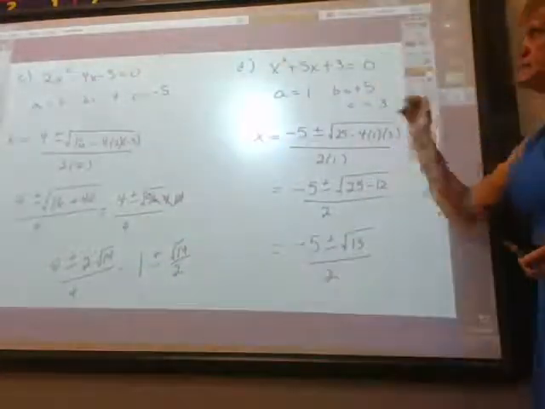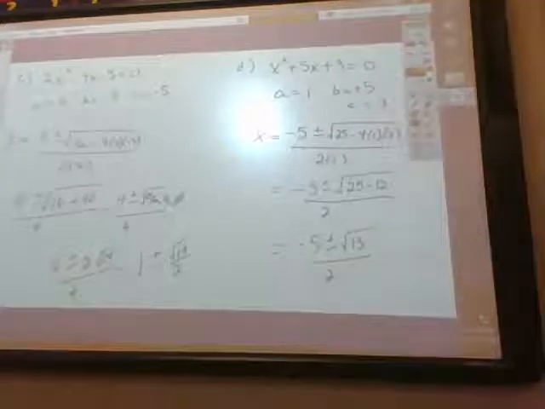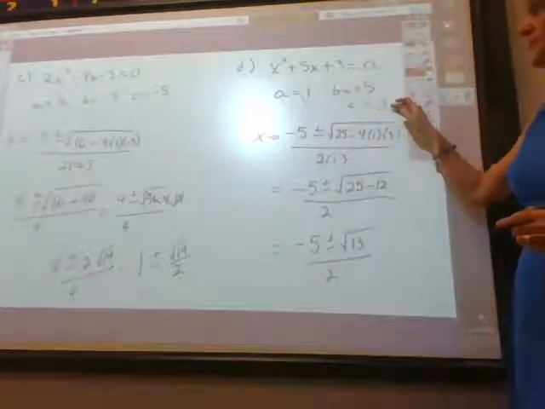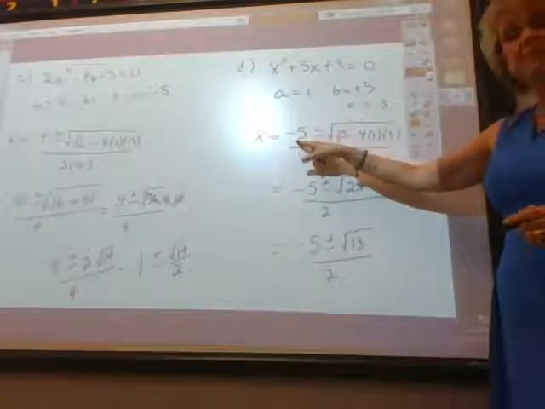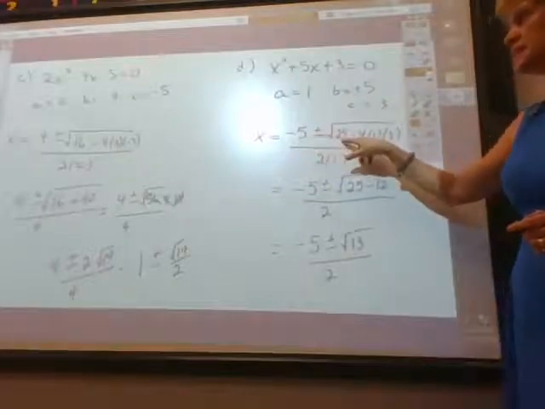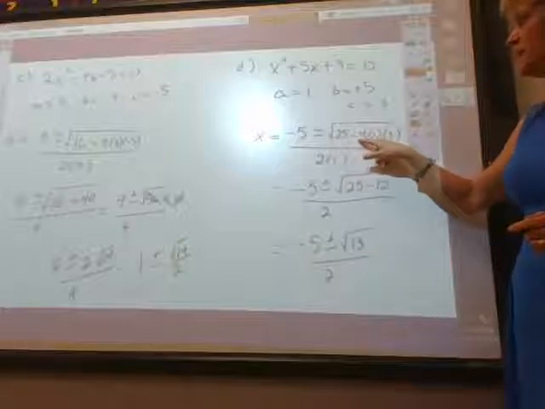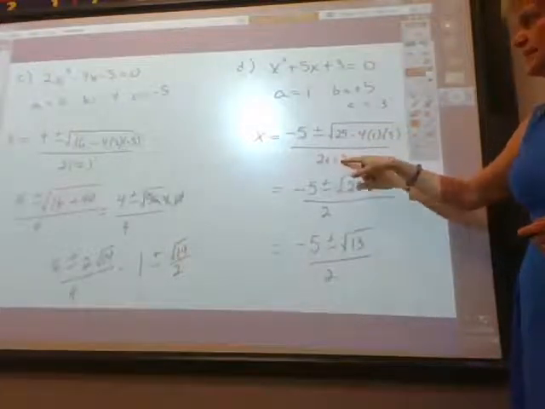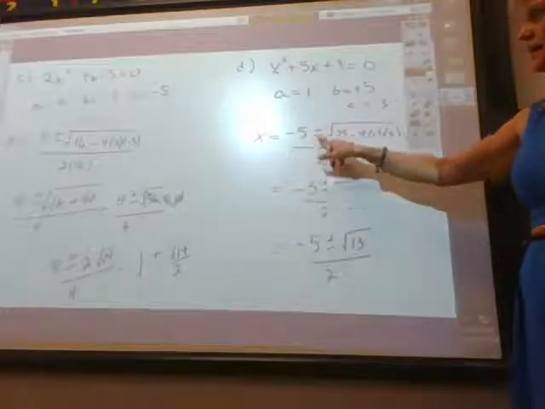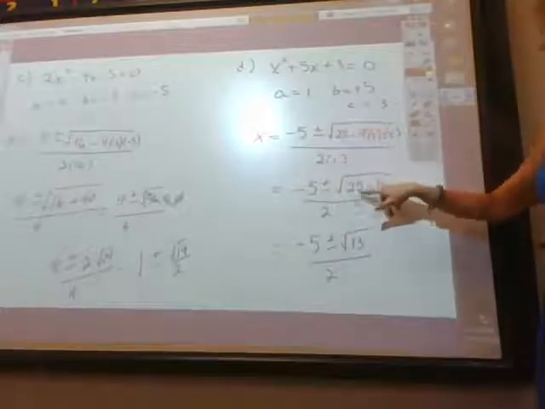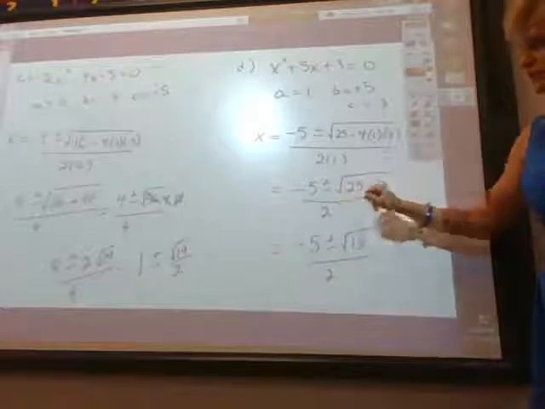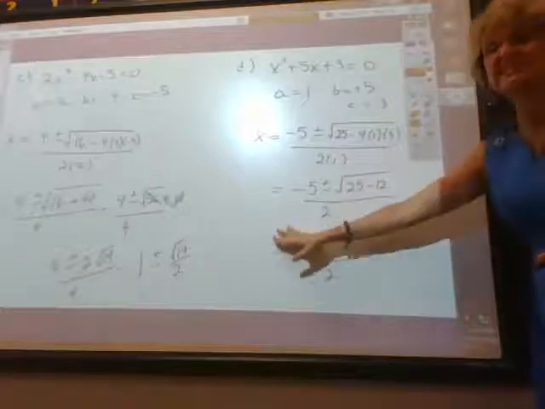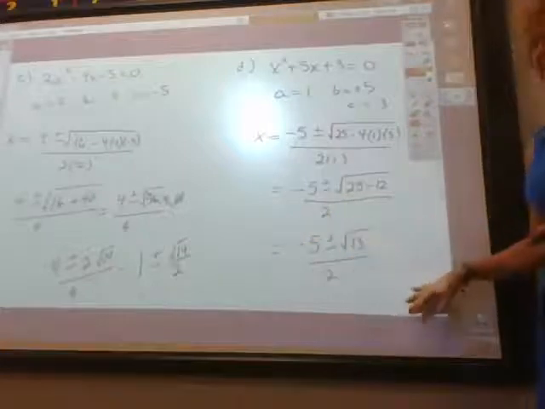All right, for D, I set that equal to 0. A is 1, B is 5, C is 3. The opposite of B, plus or minus B squared minus 4 times A times C over 2 times A. So negative 5 plus or minus 25 minus 12 over 2. 25 minus 12 is 13, and this is done. There's nothing to simplify there.